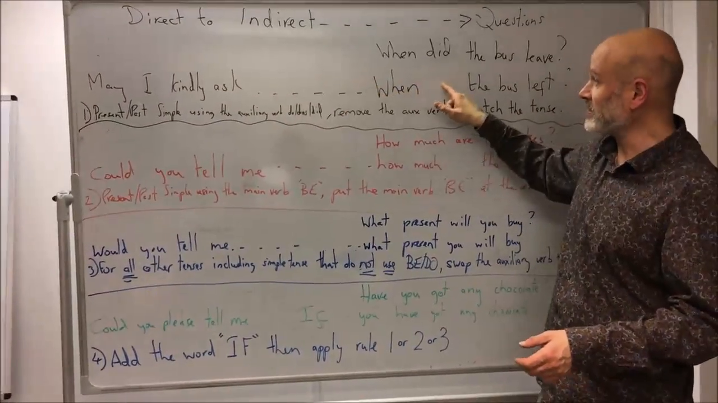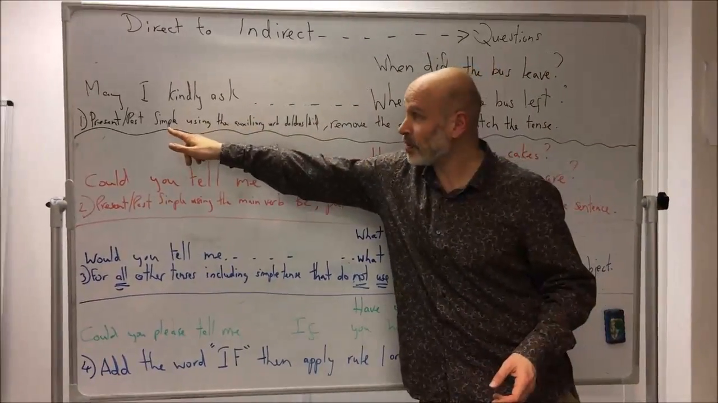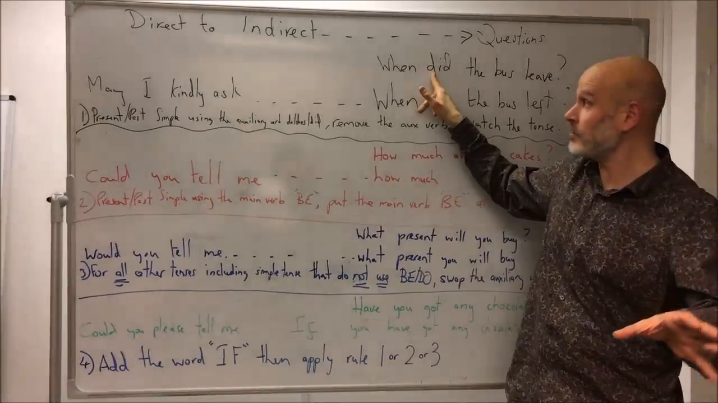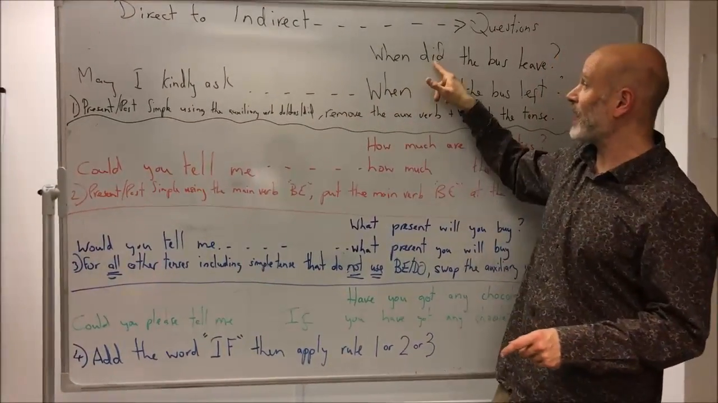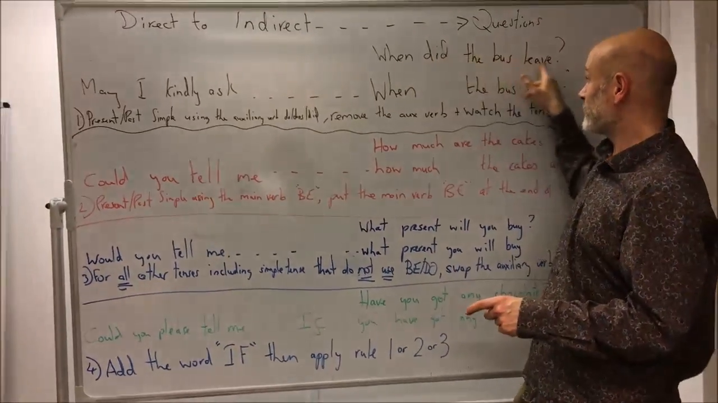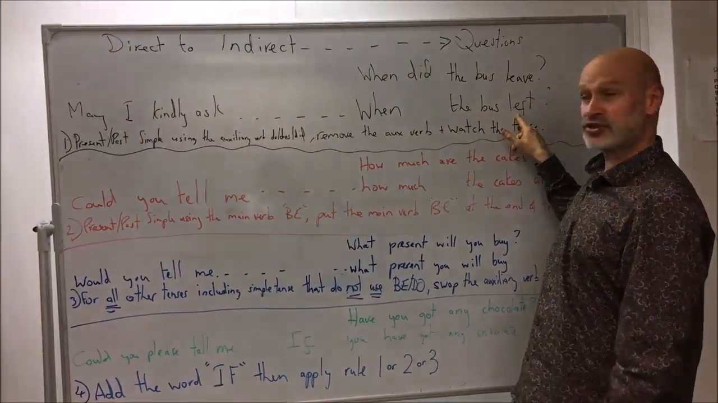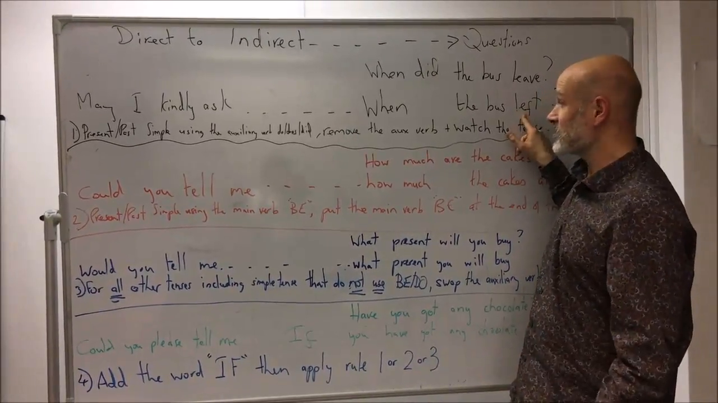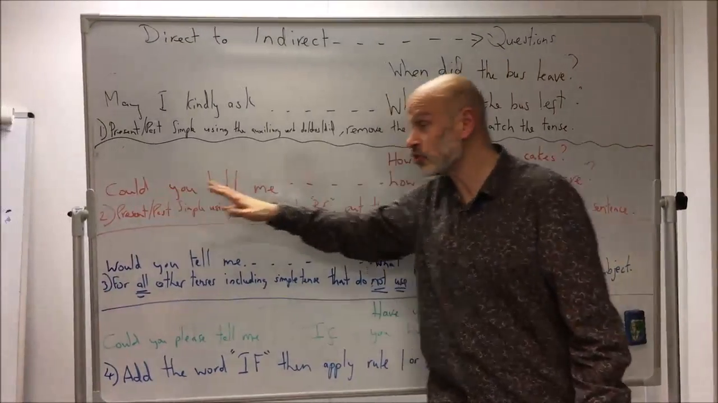To make it polite, if it is present simple or past simple, using the auxiliary verb do in whatever form it's in, you need to remove that auxiliary verb, and then look at the tense. This is past, so you need to make sure that the main verb is past, because it's the only verb now. Rule number one.